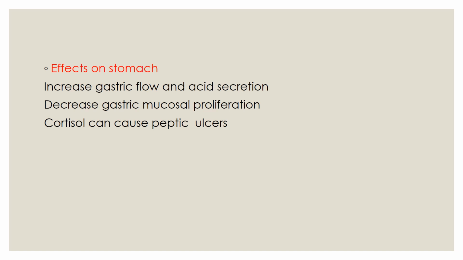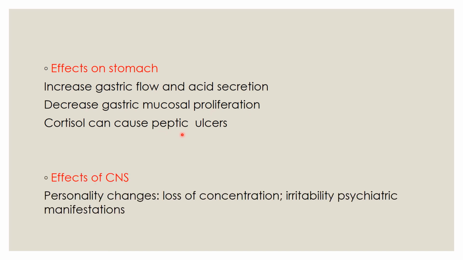Also, cortisol, if it is given for a long time, might have some effects on the stomach. It increases the gastric flow and acid secretion. It decreases the gastric mucosal proliferation, and these two factors might increase the chances of getting peptic ulcer. Also, cortisol or glucocorticoids in high doses might cause personality changes like loss of concentration, irritability, and psychiatric manifestations.